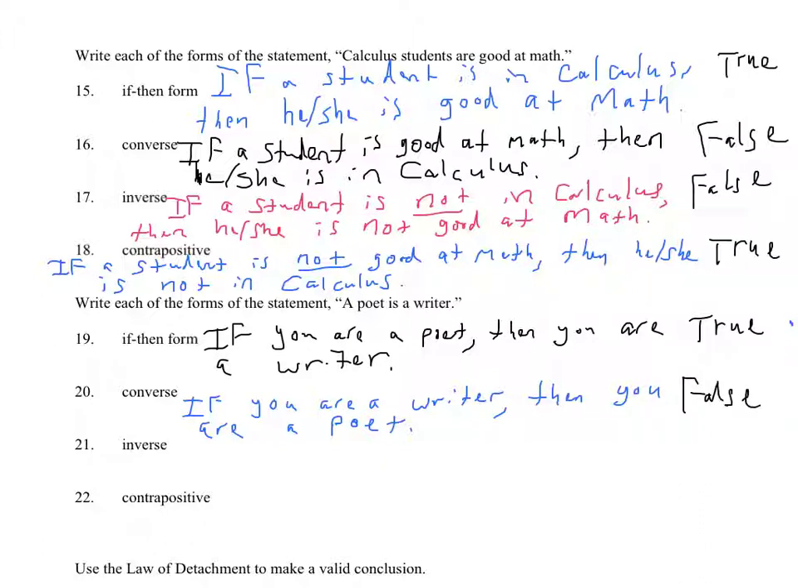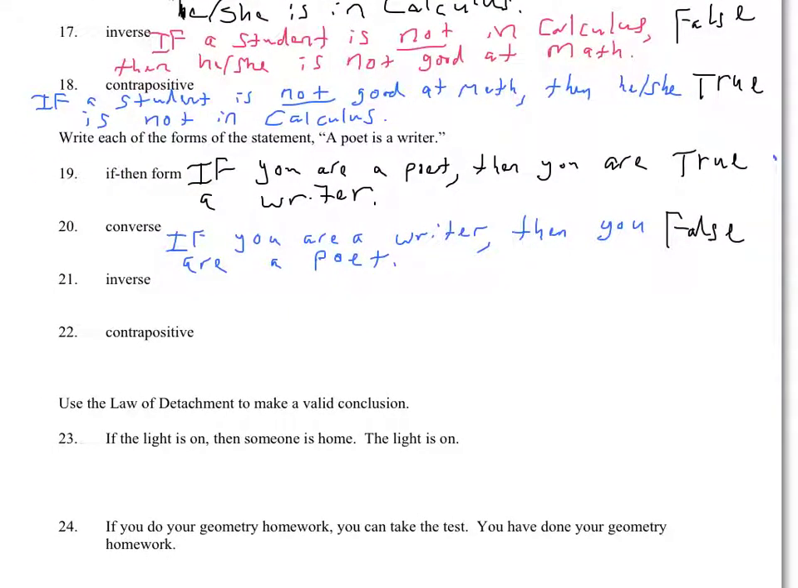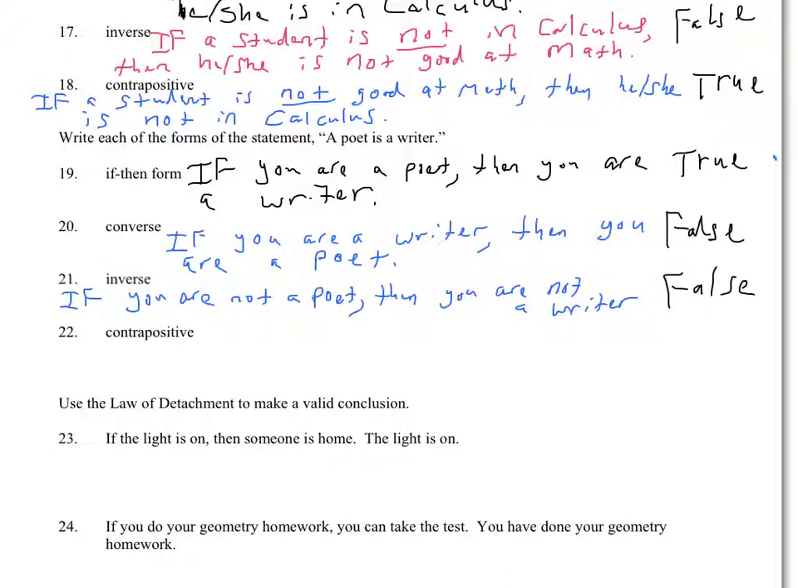So you just reverse the if-then in order to get the converse. For the inverse, which is next, we want to leave the if-then in the same order, but put negatives in. So it's going to be, if you are not a poet, then you are not a writer. And the inverse always has the same meaning as the converse. So if the converse is false, the inverse is also going to be false. It's just kind of stating the converse in a different way.